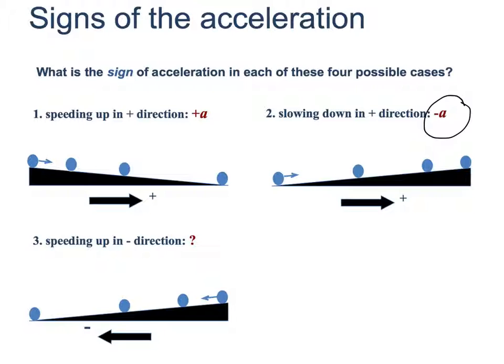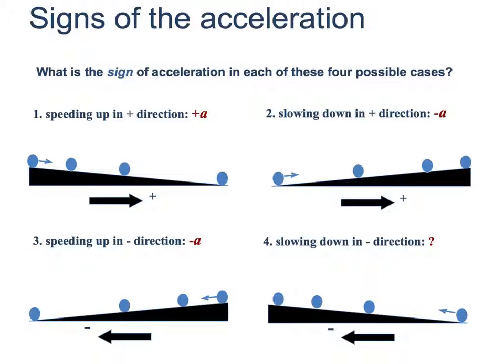Speeding up in the negative direction. So if we're going faster in the negative direction, what's it going to be? Negative acceleration. And now slowing down in the negative direction. What is it going to be? Positive acceleration right here.